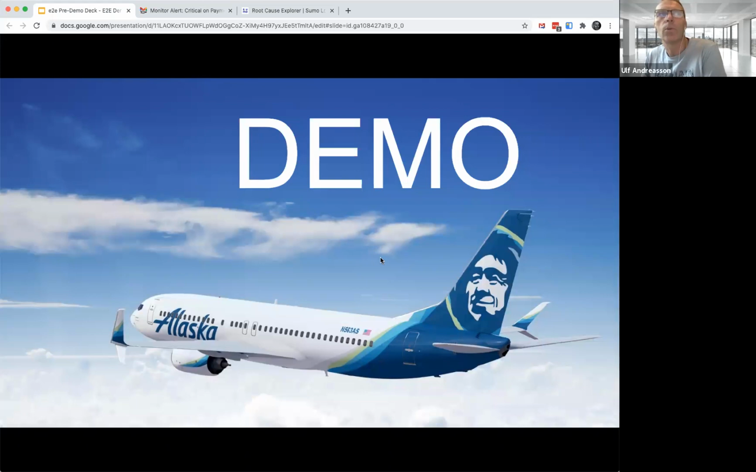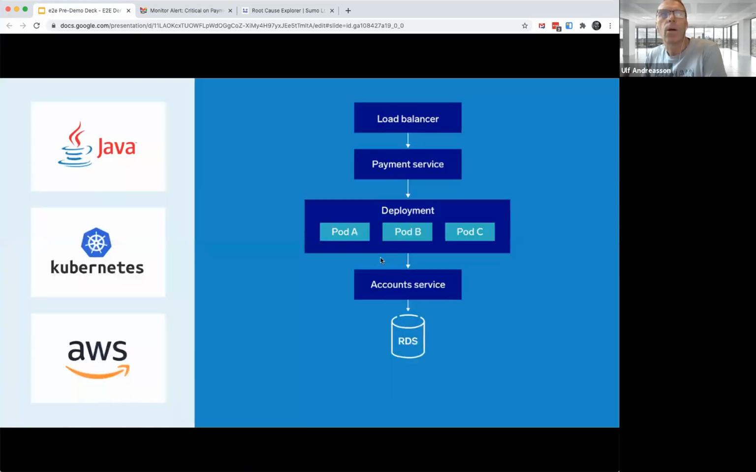I want to show you an example here, which is a Java-based application. It's a payment service deployed in a Kubernetes cluster, and it all runs in AWS. It uses an account service that stores all the data in an RDS database. This is a mission critical application, and it's a banking application, of course. It runs in all my banking locations, right?